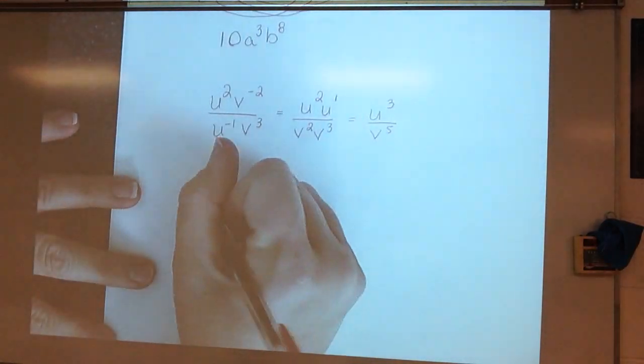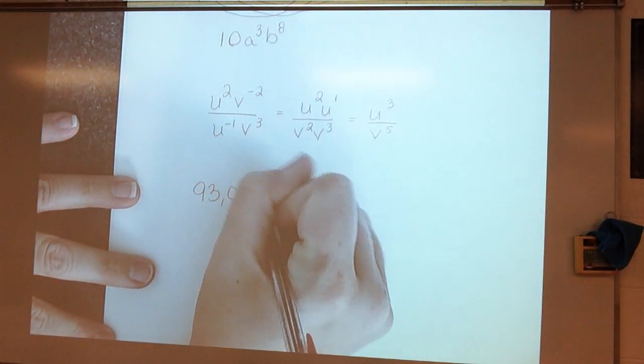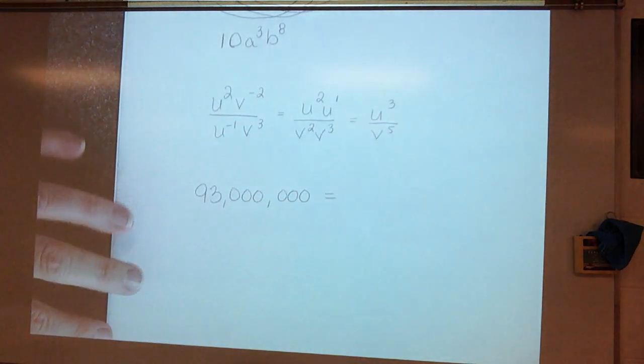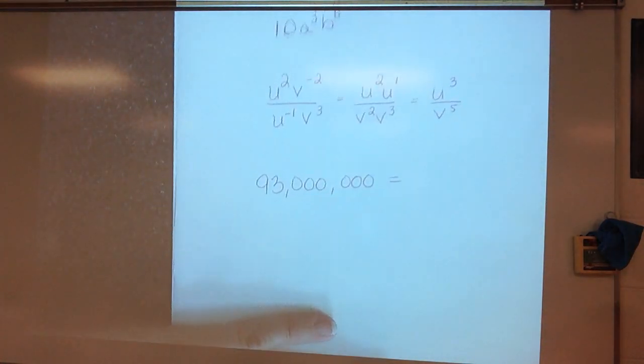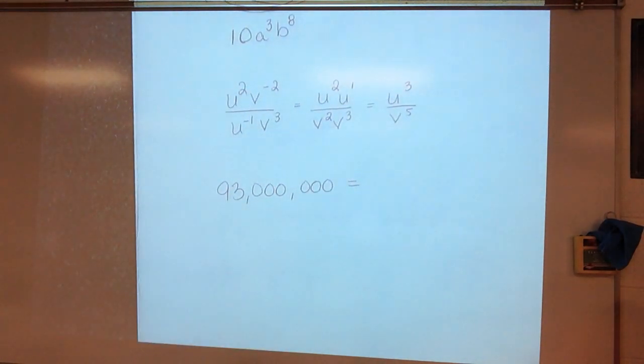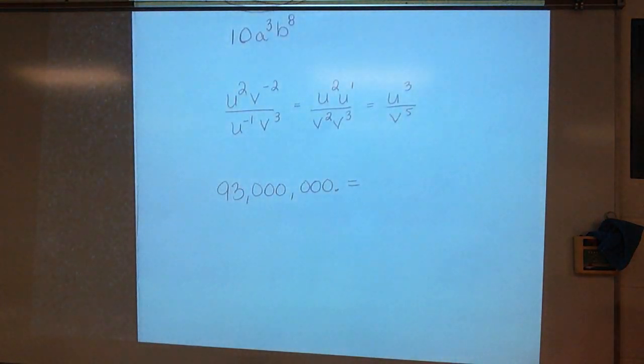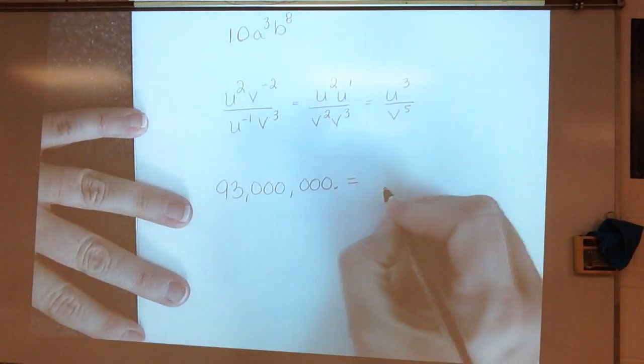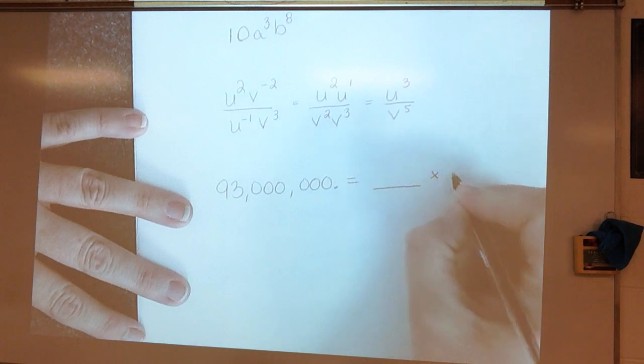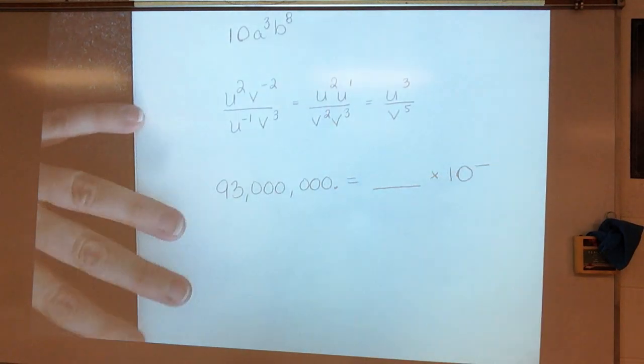So let's look at 93 million. I want to write that in scientific notation. Okay, here's the deal. Hopefully you know that that number has a decimal. Right now, the decimal is at the end, and we do not show it because there's nothing after that. So what I have to understand is I want to rewrite it as something times 10 to some power.